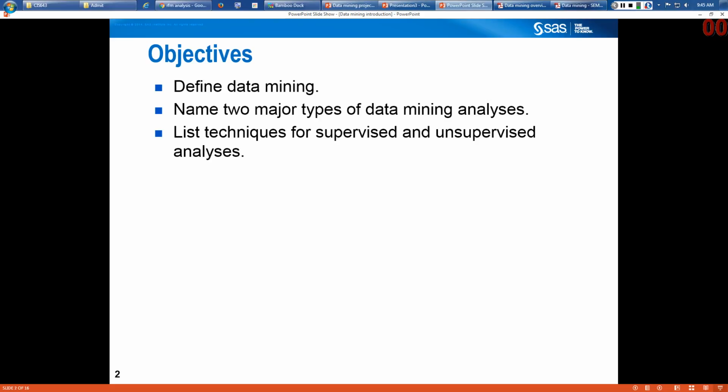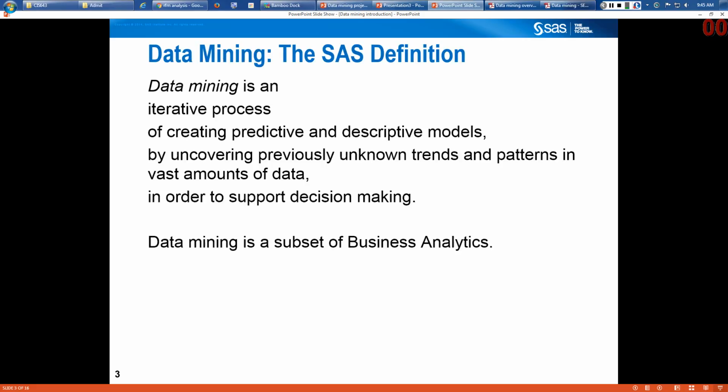We'll start with the definition of data mining and also look at two major types of analysis that are employed by data miners, and we'll look at some applications as well as techniques for data mining analysis.